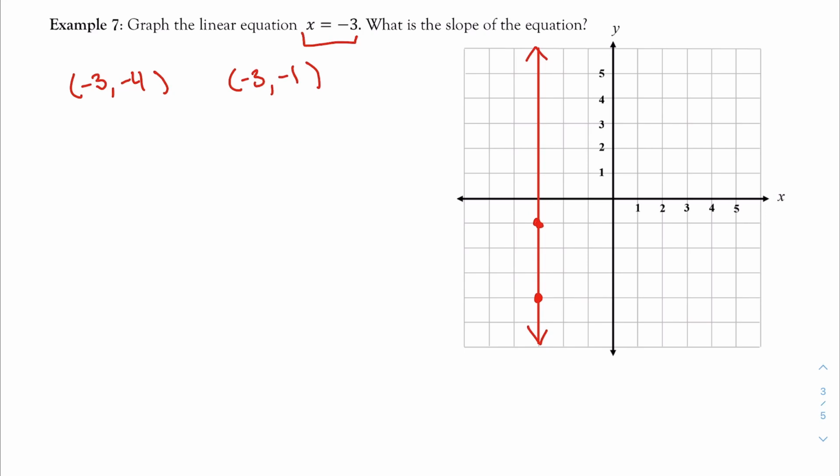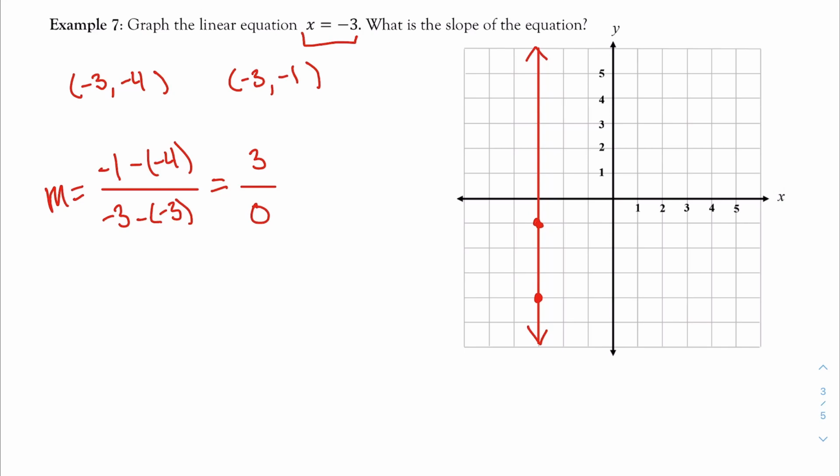Let's see what happens whenever I try to calculate the slope. If I use my formula for slope, I have y2 minus y1 all over x2 minus x1. In my numerator at the top, 1 minus negative 4, minus negative 4 becomes a plus 4. So really I have 1 plus 4, or just 5. On the bottom, you can actually see that I'm going to get 0.